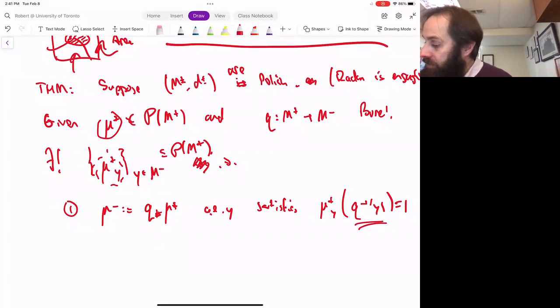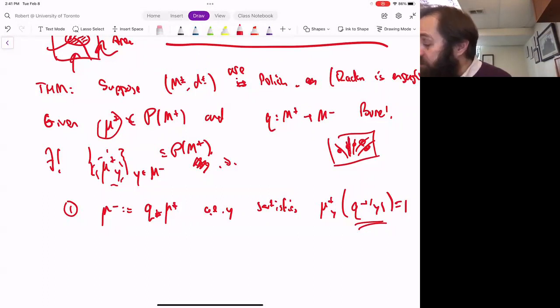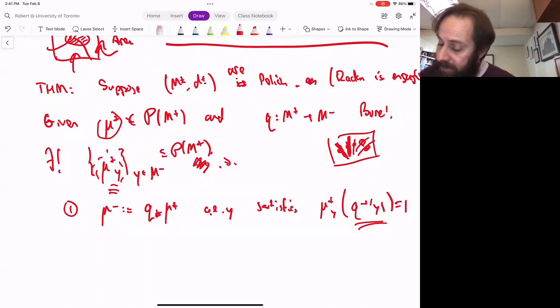So let me draw the picture again. The picture was like this. These fibers would be the level sets of Q. And so for each image point Y, I could look at the pre-image, which would be one of these fibers. I'm going to have a measure on each of those fibers, which vanishes outside it.